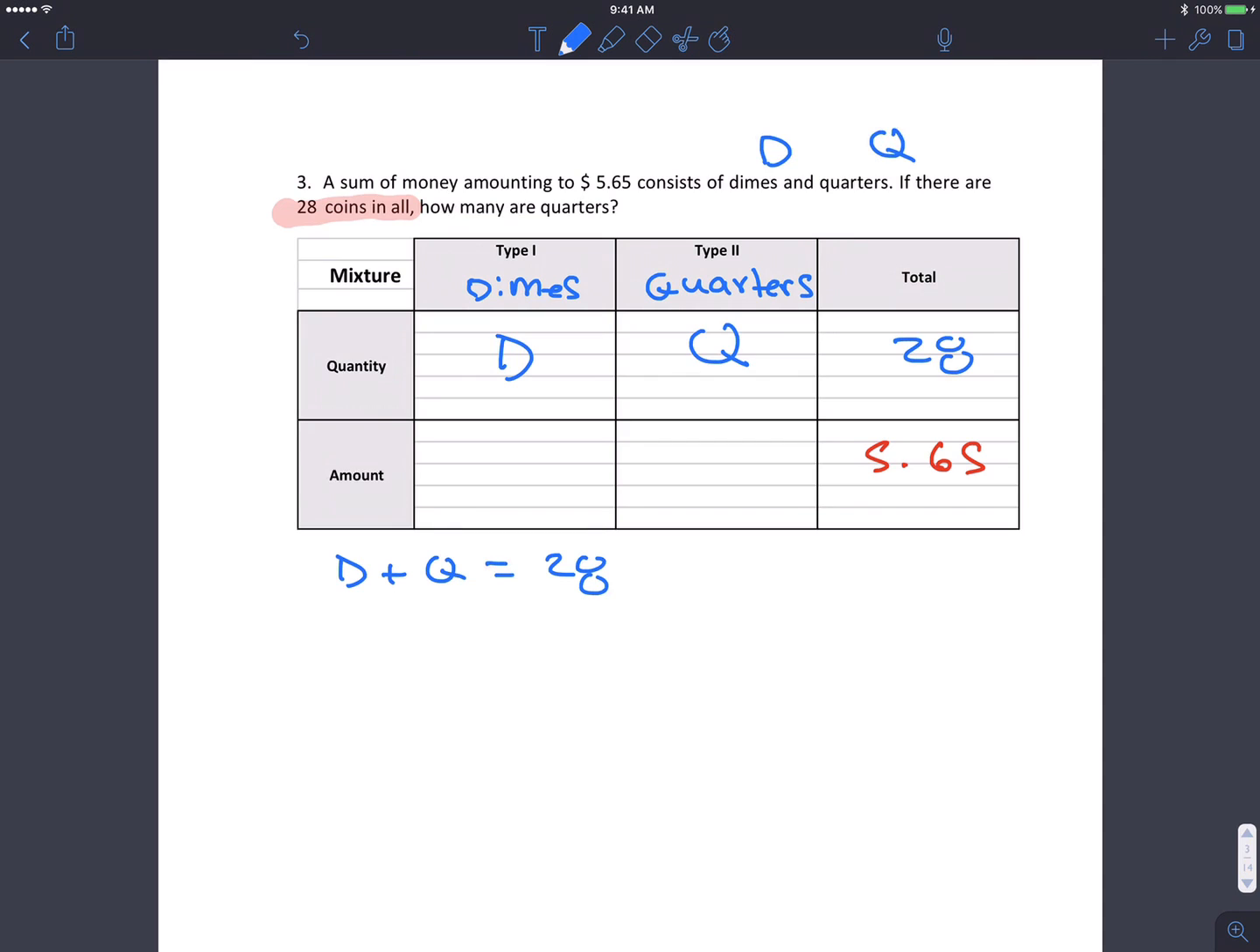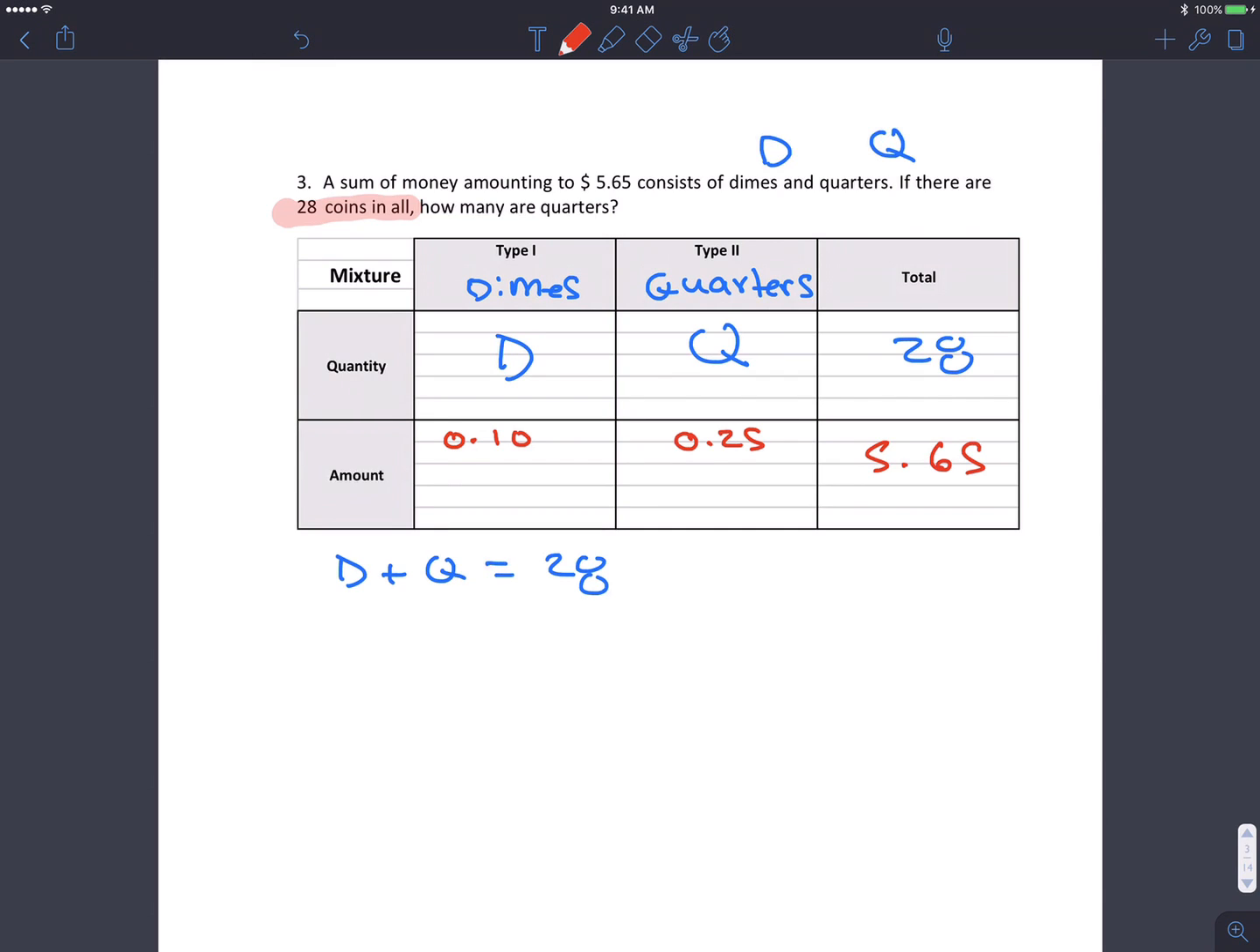Now let's look at the amounts. The amount of a dime is actually going to be 0.10. That's the amount of a dime. The amount of a quarter is 0.25.